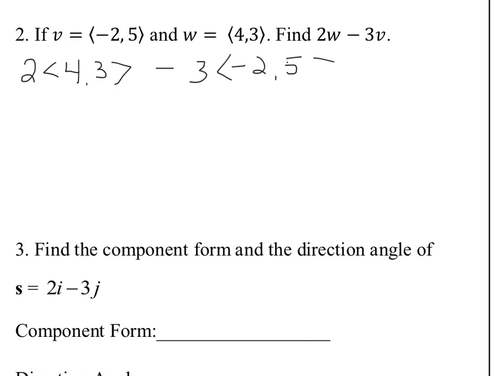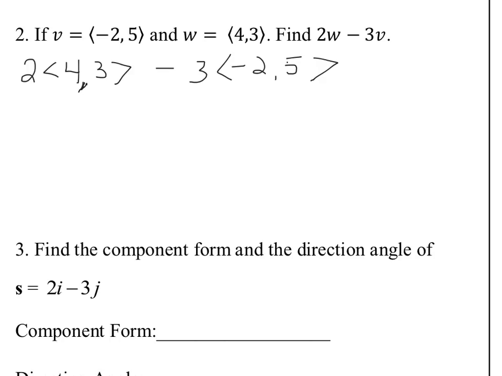We have to be careful that we're setting this up correctly and we don't get these switched backwards, because they gave us v and w, but they're asking us for 2w minus 3v. So we had to switch them around. So don't let that throw you off when you're working a problem like this. Just pay attention to which one is w and which one is v. Okay, let's go ahead and do the multiplication first, and then we're going to subtract.